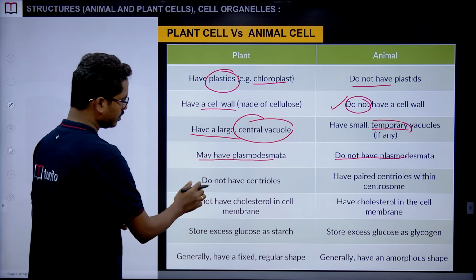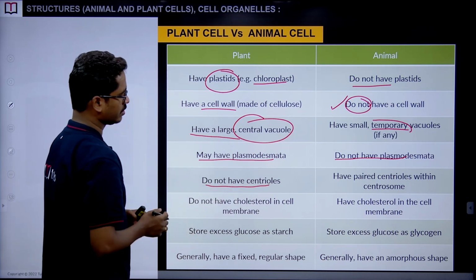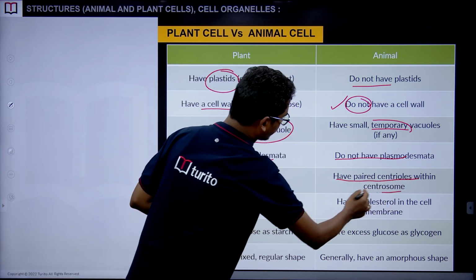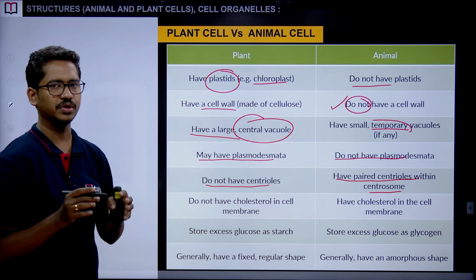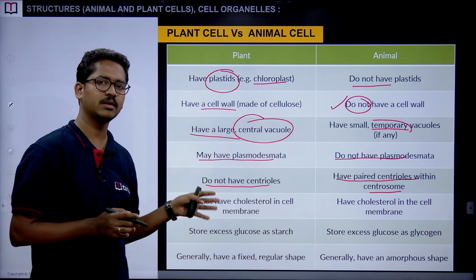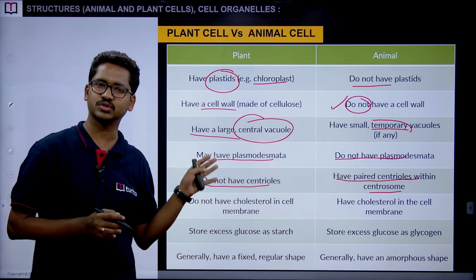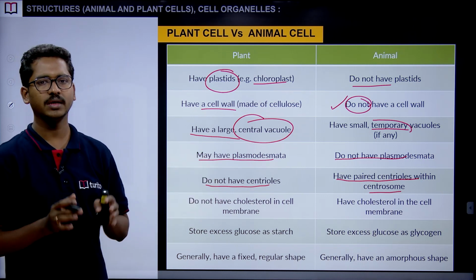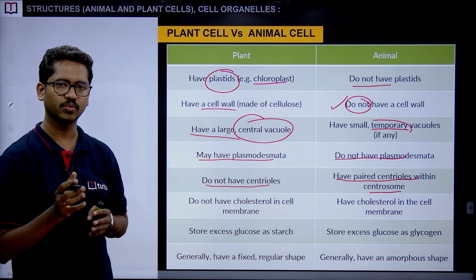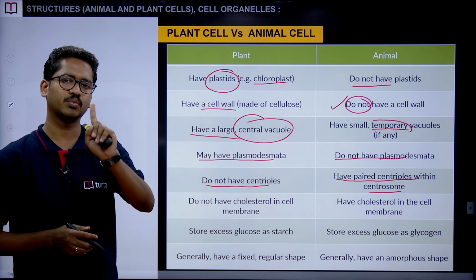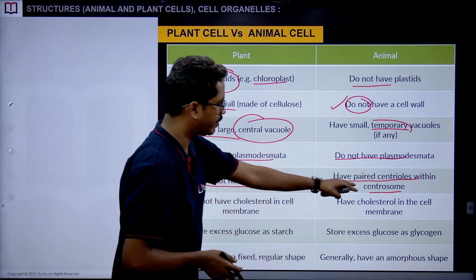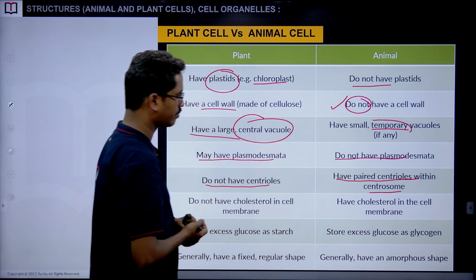Next, you do not have centrioles here. So, that is quite contrasting. Here we have a pair of centrioles within the centrosome. That is what I have shown you. I told you when we were exploring the animal cell structure that the centrioles exist inside the centrosome. There are two centrioles in one centrosome. That is what I said, and that is what is mentioned here. They have paired centrioles within the centrosome.